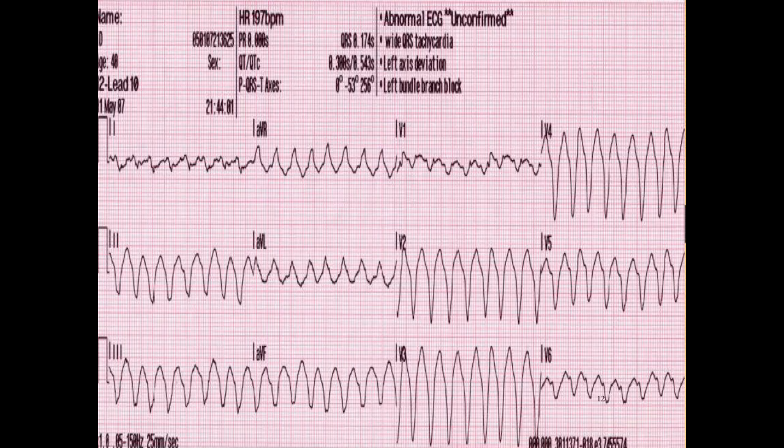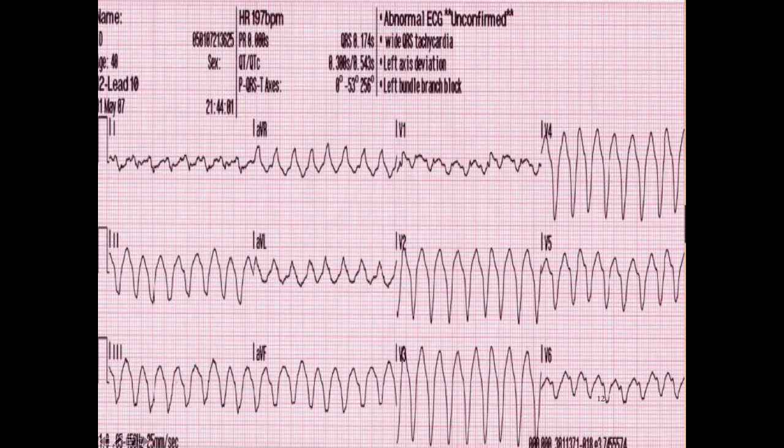Do we have AV dissociation? Maybe, right? Are those maybe P waves up in there? Are they not? I don't know. There's some question, right? Maybe you see them, maybe you don't. So there's a question in there.